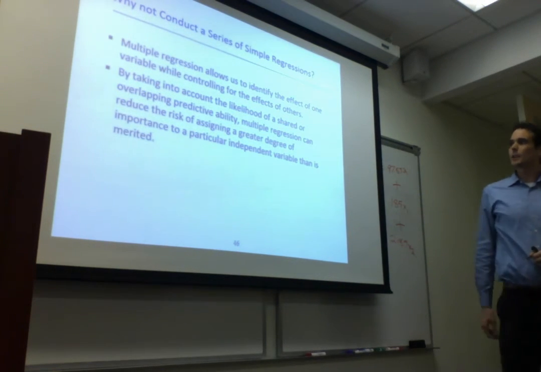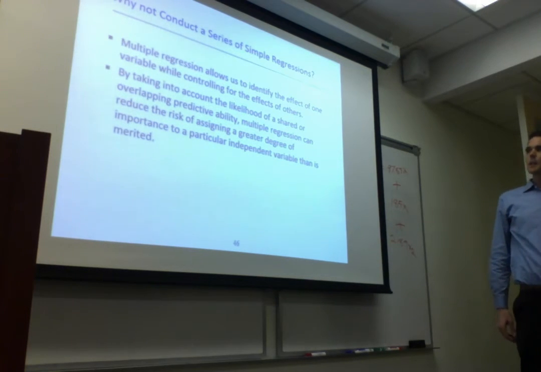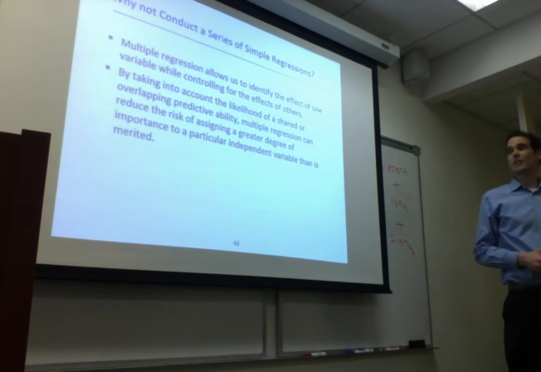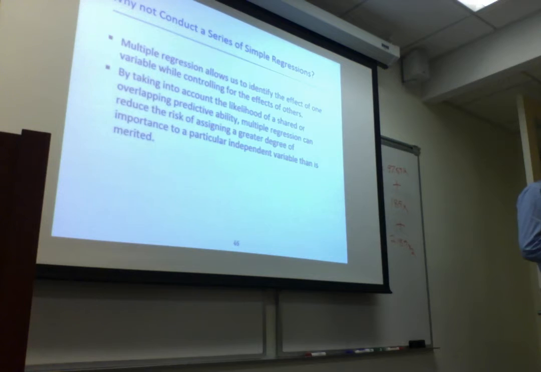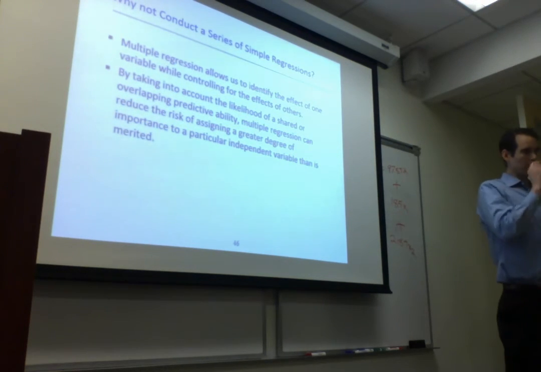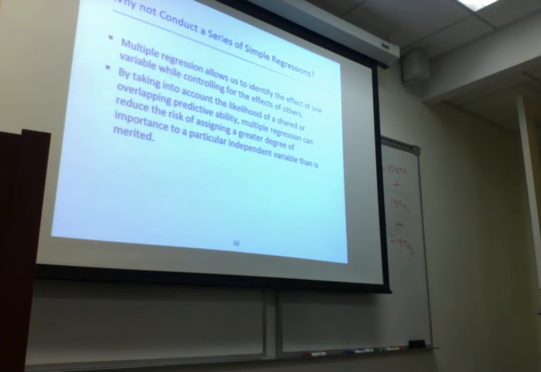And by taking into account the likelihood of a shared or overlapping predictability, multiple regression can reduce the risk of assigning a greater degree of importance to a particular independent variable than is merited. So, if we look at field goal percentage and turnovers per game, if we put them both in the same regression equation, we can say, tell me field goal percentage predictability over and above what turnovers predicts. Vice versa. What turnovers predict over and above what field goal percentage predicts. So that's the rub. The bottom line on multiple regression, it allows us to isolate variables more effectively.